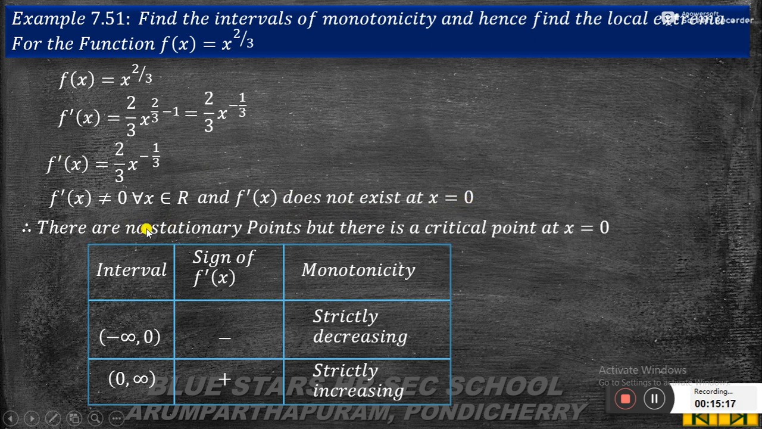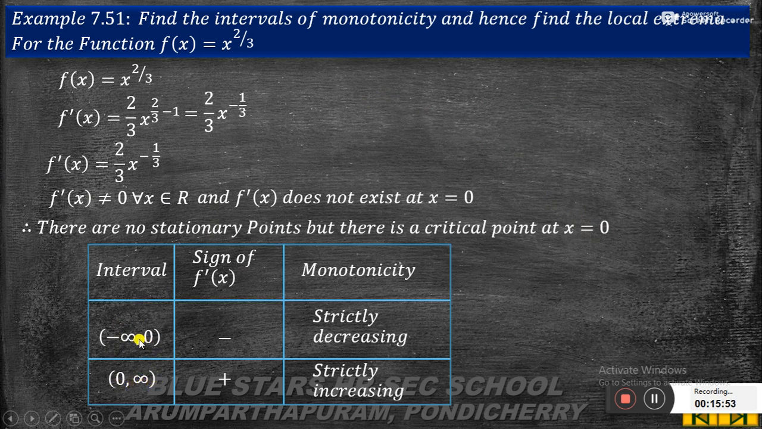So there are no stationary points, but there is a critical point at x equal to 0. Now I make a three-column table. The first column is interval, the second column is sign of f dash of x, and the third column is monotonicity. Monotonicity means we represent whether the function is strictly decreasing or strictly increasing. The number line is minus infinity to plus infinity, with 0 in the middle, so the intervals are minus infinity to 0, and 0 to infinity.